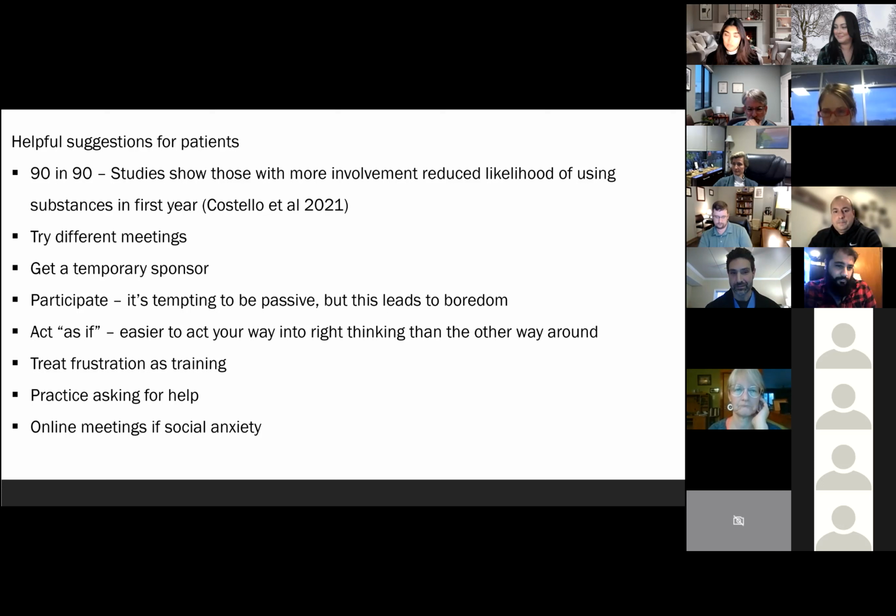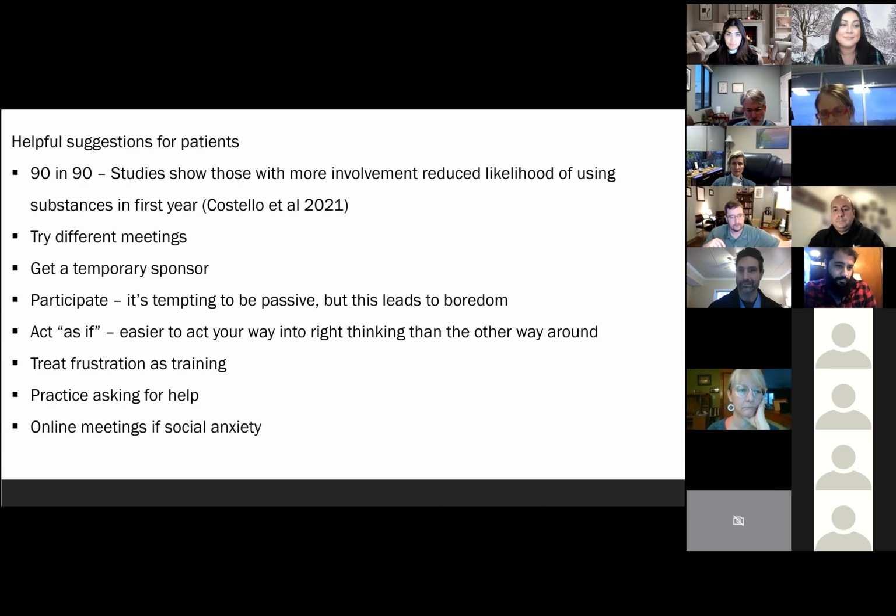Acting as if is another suggestion that can be really helpful for people. There's a saying in 12-step programs that it's easier to act your way into right thinking than to do it the other way around. People can get stuck thinking about why they should or shouldn't do something, the paralysis of analysis, for a long, long time. It doesn't really matter why it works. The point is you just want to get moving in the right direction. As they say, bring the body and the mind will follow.